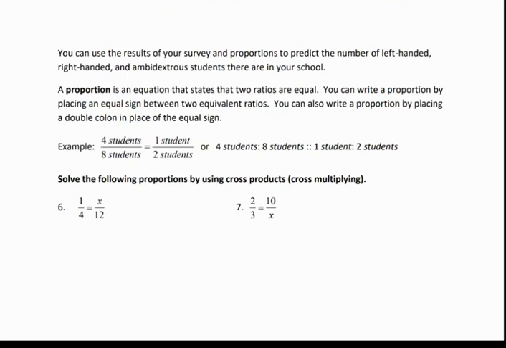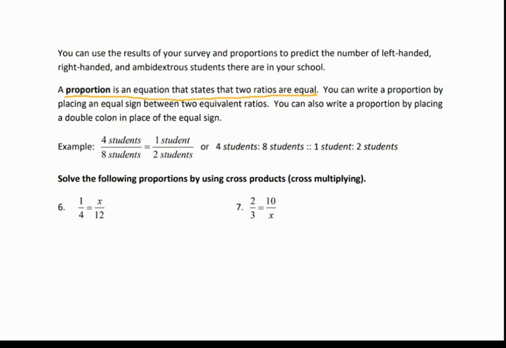Right, so our next part is working with proportions. So what a proportion is, is an equation that states two ratios are equal. So we just did ratios. Ratios was a fraction, right? Something over something. A proportion is when I have two fractions equaling each other.